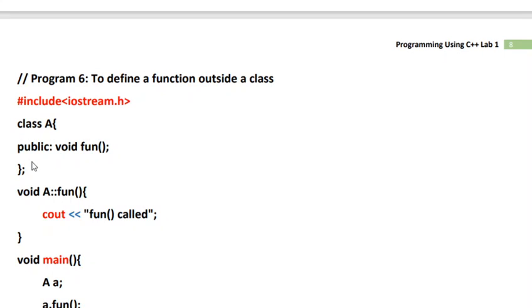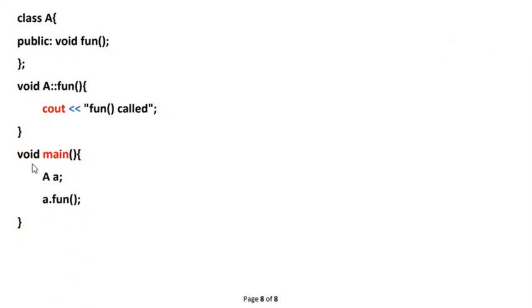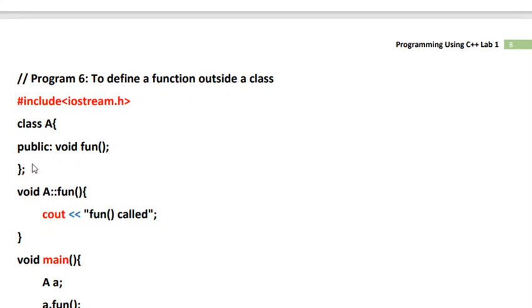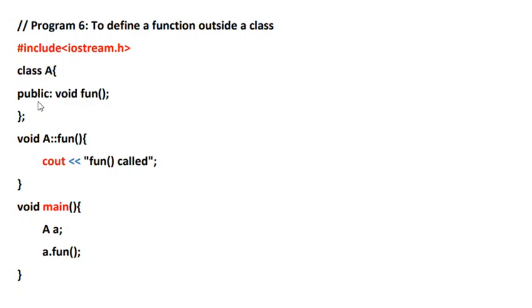Now the sixth program that we have is defining a function outside the class. As I've already said, one of the very purposes of the scope resolution operator is to help us in defining a function outside a class. Here I have a class A where I have a member function void fun. This is just a plain simple declaration, but I've defined the function somewhere else. You see the function is defined outside the class.